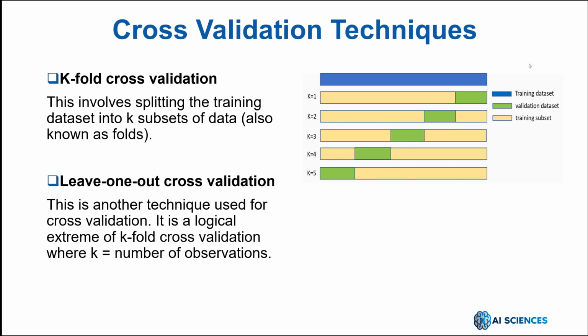Leave one out cross-validation. This is another technique used for cross-validation. It's a logical extreme of K-fold cross-validation, where K equals N, the number of observations. So for each run, only one observation is left as a validation dataset. This approach leads to higher variation in testing model effectiveness because testing is done against one observation only. Hence, the estimation is highly influenced by the validation observation. If the validation observation is an outlier, it can lead to higher variation.